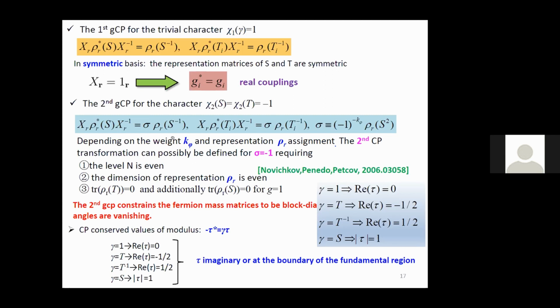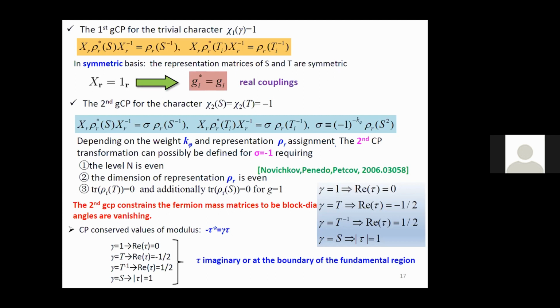And we solve the consistent condition, we can get the level N has to be even because we can take T^N equal to 1. This follows from this condition. And the dimension of rho_r has to be even. This follows from taking the determinant of the consistent condition. And the third one, the trace of both S and T has to be equal to zero. You can take the trace on both sides of the consistent conditions. So that means the second CP has very strong conditions if you want to define it.